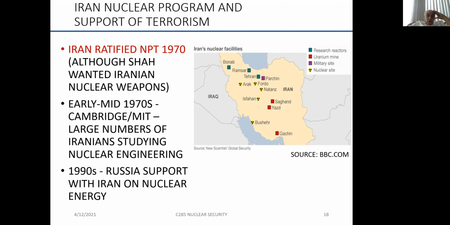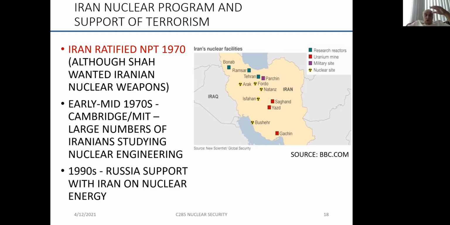When I was in Cambridge in the 70s and 80s, I was a faculty member at the Kennedy School at Harvard and had a lot of contact with MIT colleagues. And my colleagues there used to say that very large numbers of Iranians were studying nuclear engineering at MIT. And in fact, we now know some of the key figures in the Iranian nuclear program were graduates of the MIT program. Later on in the 1990s, Russia supported Iran on nuclear energy, though not nuclear weapons.